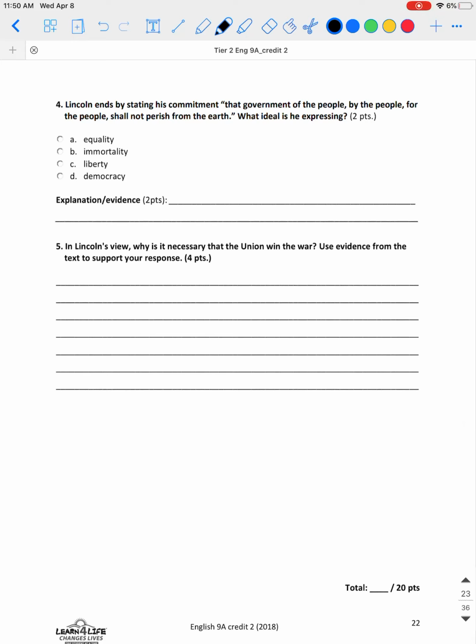Number 4, Lincoln ends by stating his commitment that government of the people, by the people, for the people shall not perish from the earth. What ideal is he expressing? A, equality. B, immortality. C, liberty. Or D, democracy.